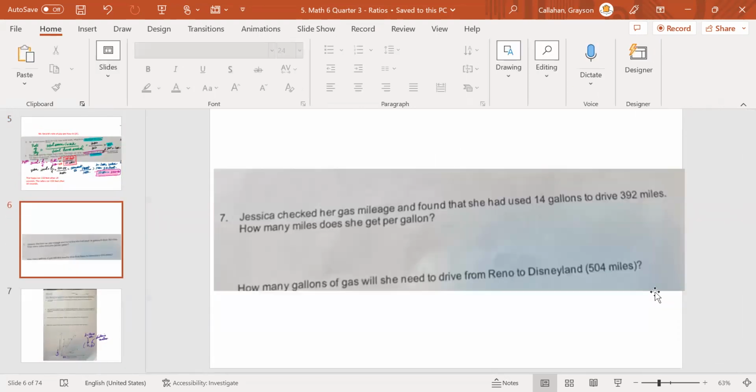Jessica checked her gas mileage and found that she had used 14 gallons to drive 392 miles. So 392 miles requires 14 gallons. How many miles does she get per gallon? So it's saying, how many miles can she drive with 1 gallon?